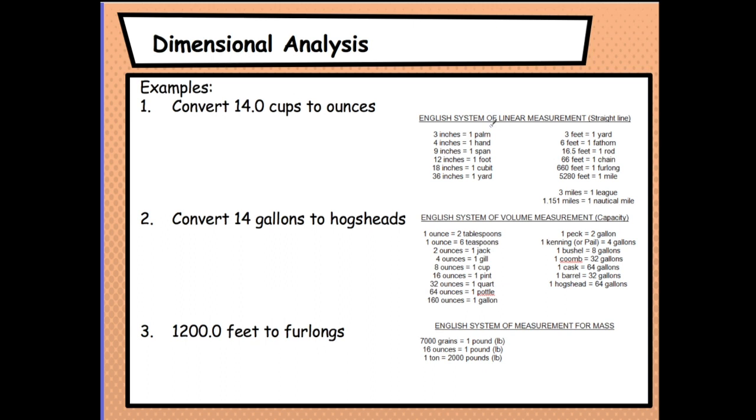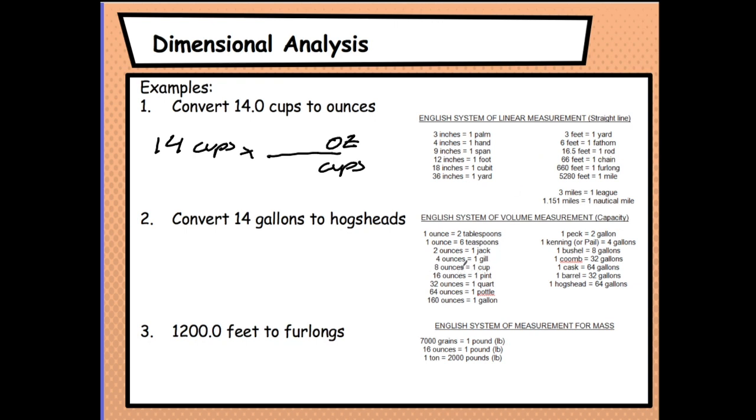All right, the first one is we have 14 cups and we want to go to ounces. So I'm given 14 cups, multiply fraction bar. I'm looking for ounces, so that goes on top. I'm given the cups, that goes on the bottom. I gotta look for cups in ounces here.